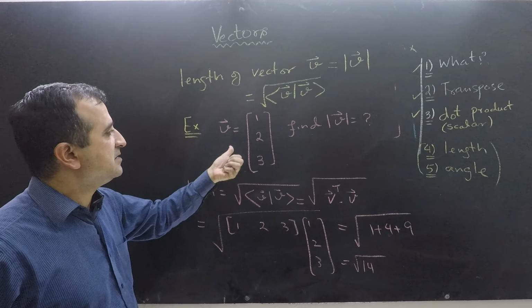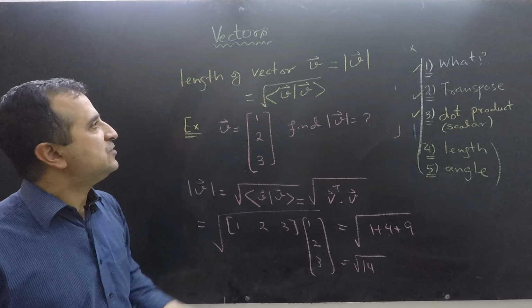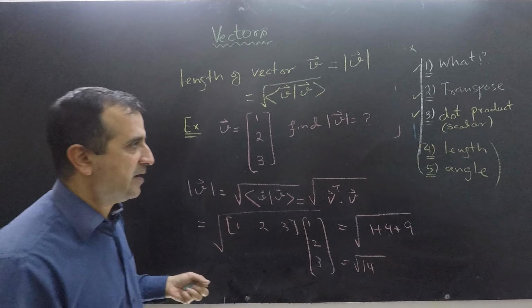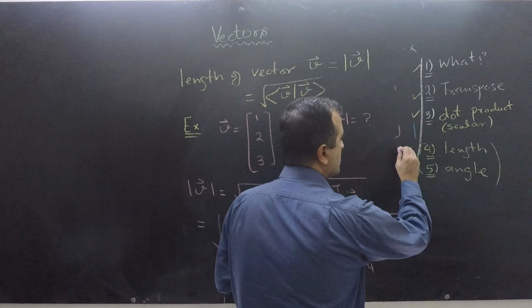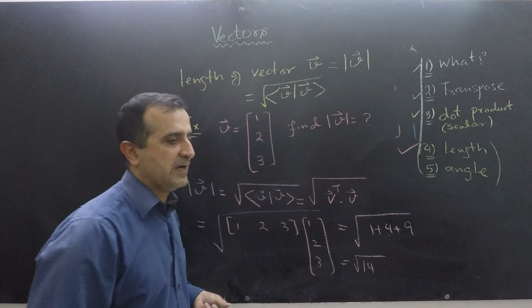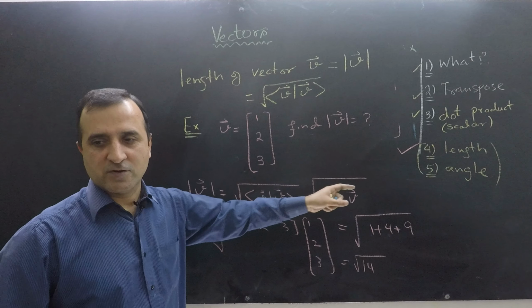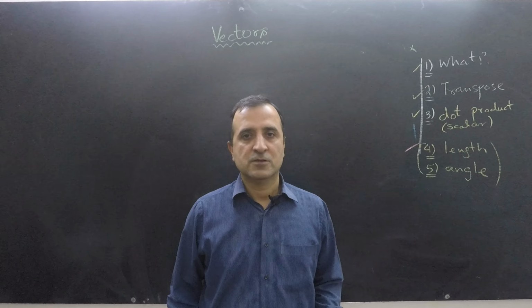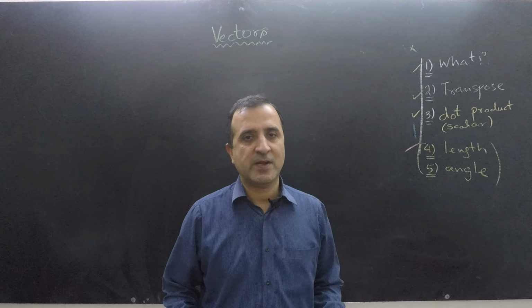So we can find similarly the length of any vector using this formula, and I will give you some exercises to remember it by heart, right. So now you know how to find the length of vectors. The last thing that we have to cover is how to find the angle between two vectors. So let's find the angle between two vectors.